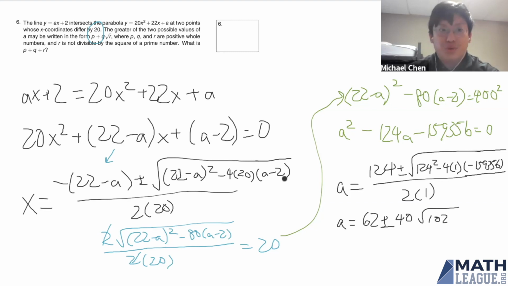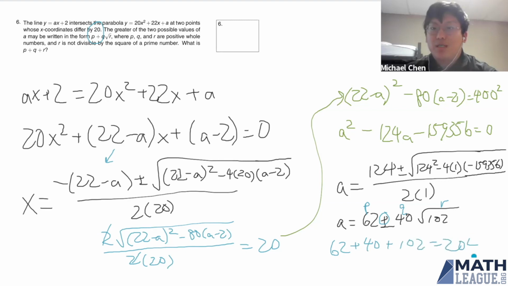Note that 102 is not divisible by the square of any prime. And in addition, we know that we want the greatest value, so we take 62 plus instead of minus. That gives us p as 62, q as 40, and r as 102. So we get our final answer to be 62 plus 40 plus 102, which gives us 204 as our desired sum. So that means that our answer to target 6 is 204.